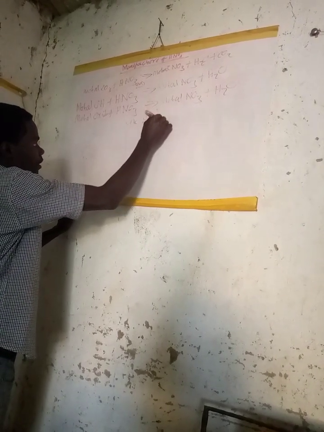Now let's see if there is a difference or it's just the same. Properties of concentrated nitric(V) acid. First you should take note that it is a powerful oxidizing agent. It undergoes the following reactions.